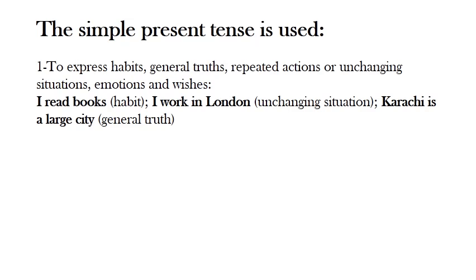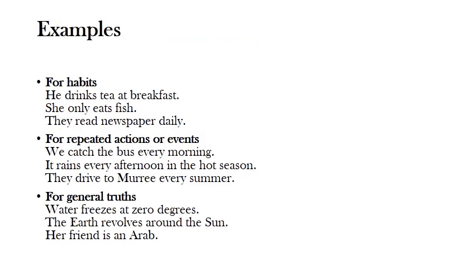I read books. This tells you about a habit. I work in London. This sentence tells you about an unchanging situation. Karachi is a large city. This sentence tells you about a general truth. Some more examples.